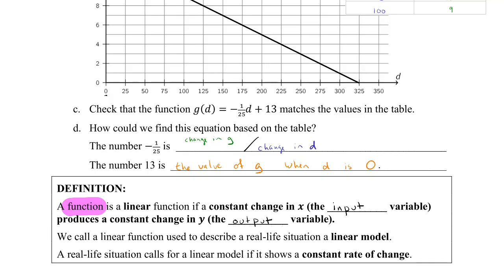When we have a linear function used to describe a real-life situation, we say that it's a linear model. A function we're using to describe something in real life is a model. If we have a story about a real-life situation that's going to call for a linear model, that situation shows a constant rate of change. A constant rate of change in a story is what's going to alert us that a linear model is what we want.